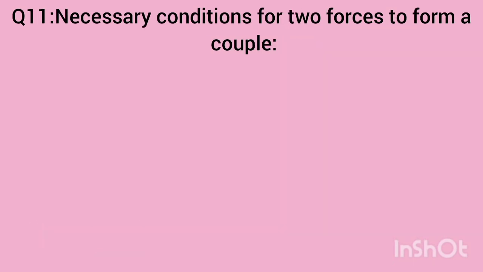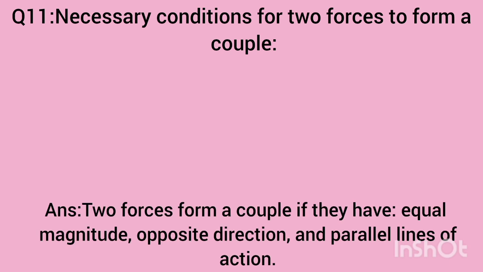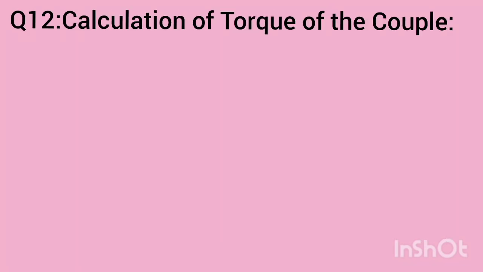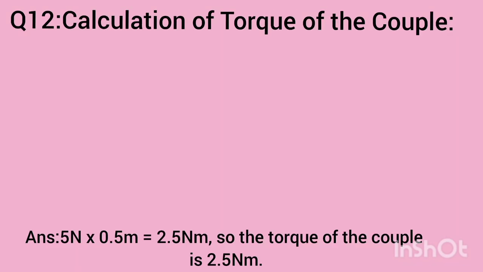Question number 11. Necessary conditions for two forces to form a couple. Answer: Two forces form a couple if they have equal magnitude, opposite direction and parallel lines of action. Question number 12. Calculation of torque of the couple. Answer: 5 N into 0.5 m is equal to 2.5 Nm. So the torque of the couple is 2.5 Nm.